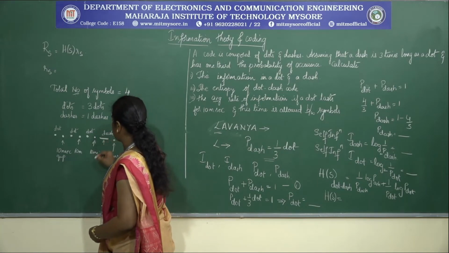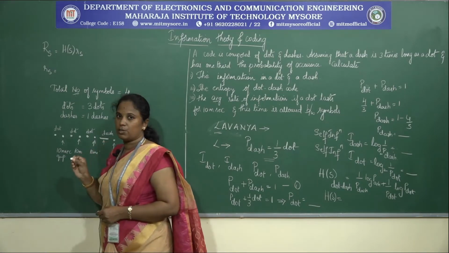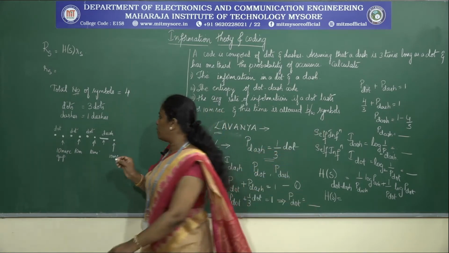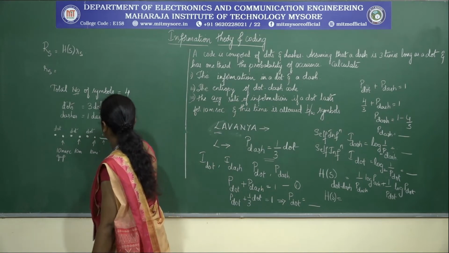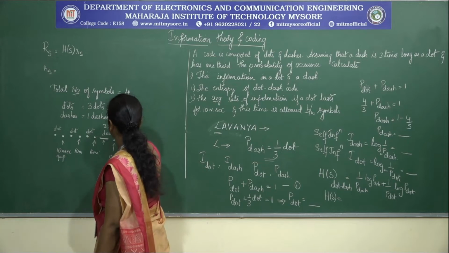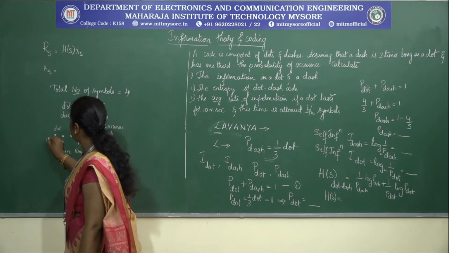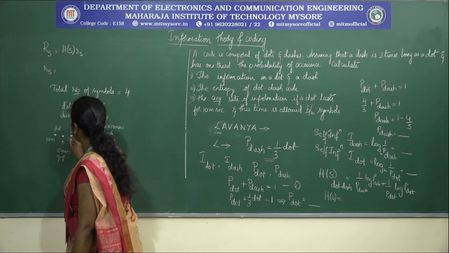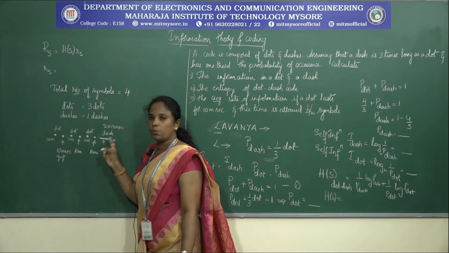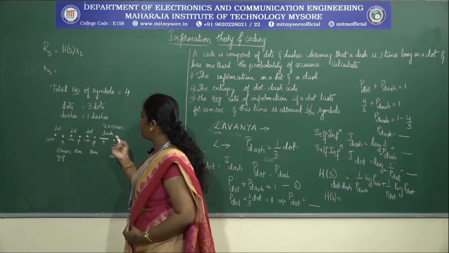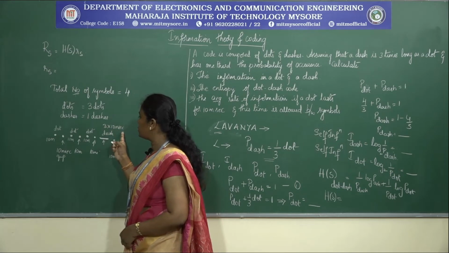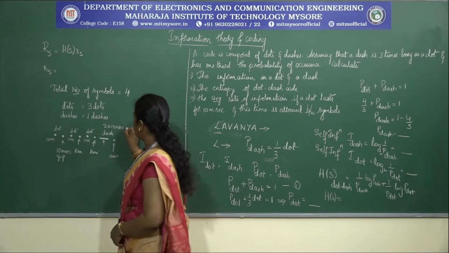Now the probability of this dash is what? It is 1/3 the probability of a dot. That means the dash duration will be 3 times that of a dot. A dot is 10 millisecond, so the dash will be 3 into 10 milliseconds, that means 30 millisecond.